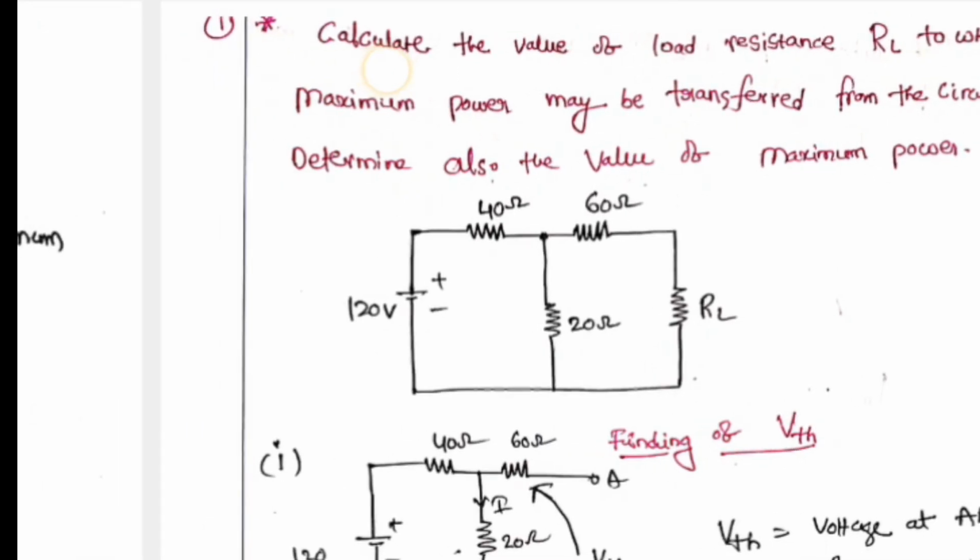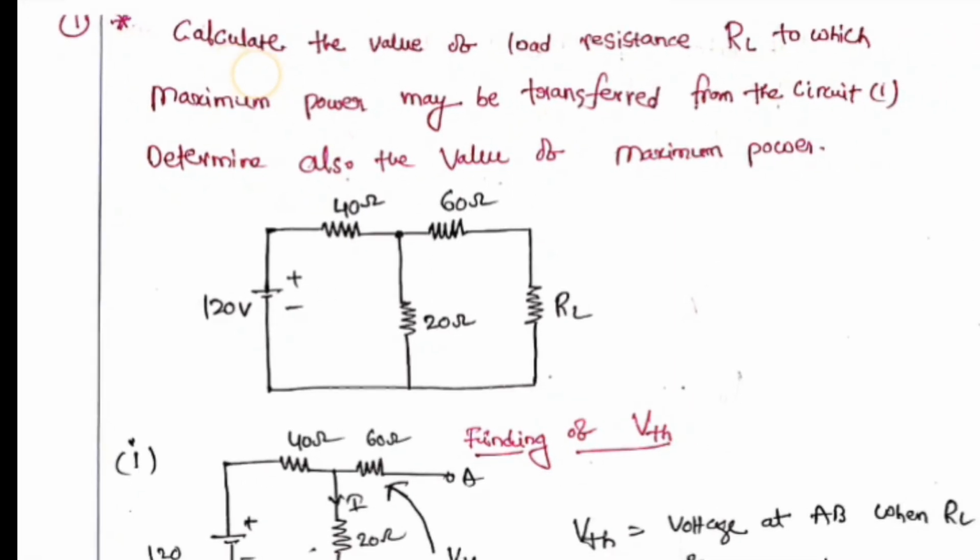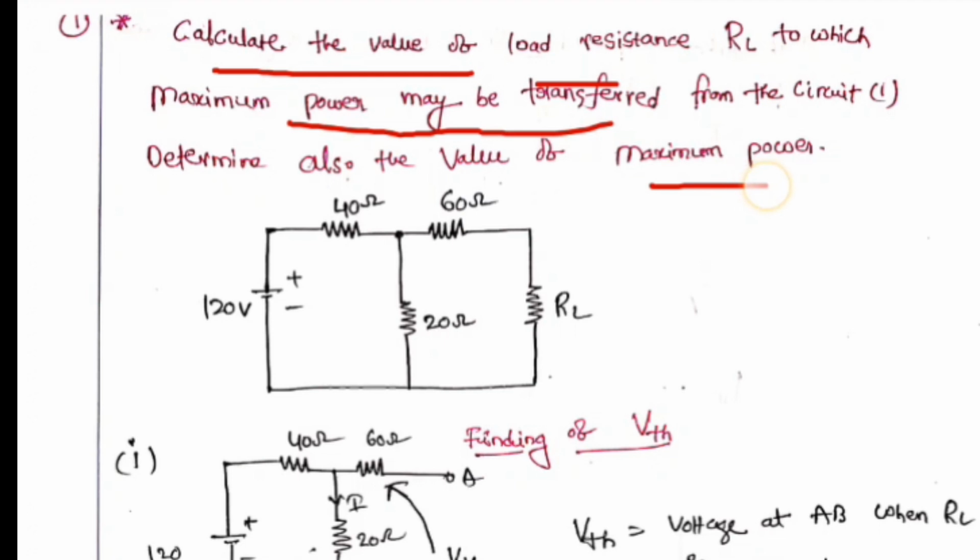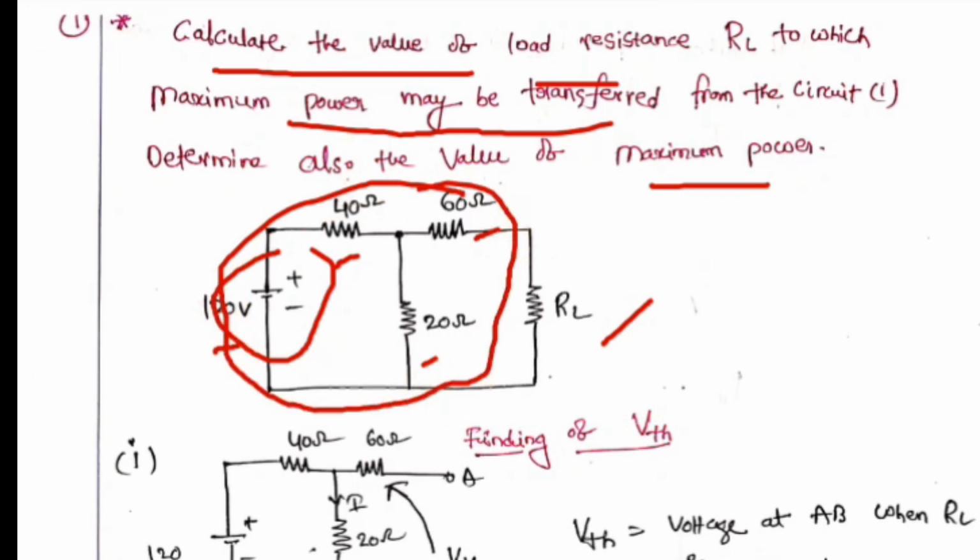Calculate the value of load resistance RL to which maximum power may be transferred from the circuit 1. Determine also the value of maximum power. We have to calculate RL, at which value of RL the maximum power will be transferred from the circuit. Entire circuit is 120 volts, 40 ohm, 60 ohm, 20 ohm. 3 resistances and 1 voltage source is there. From this voltage source and this circuit, it is a box circuit. Assume that it is in the box, what we derived previously.